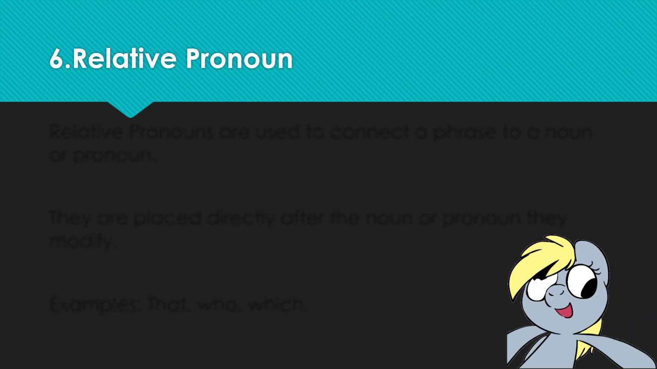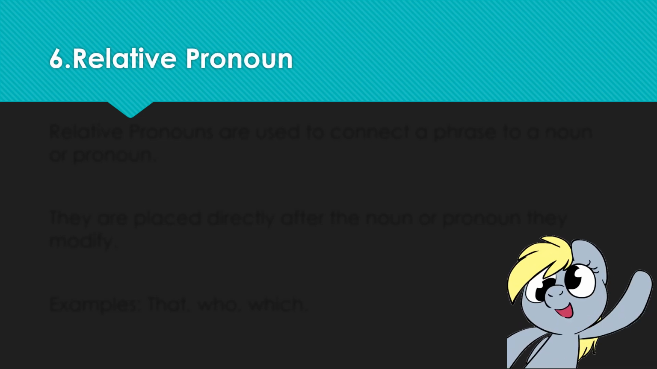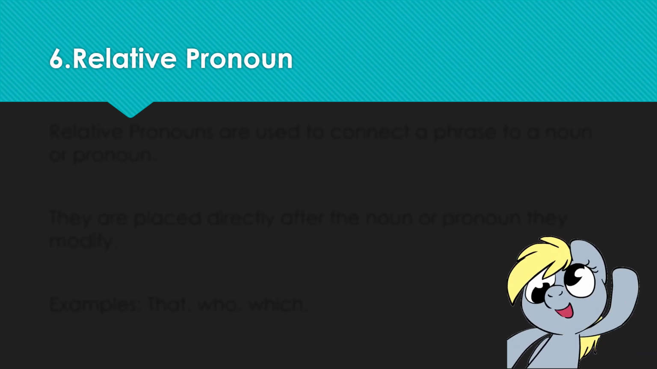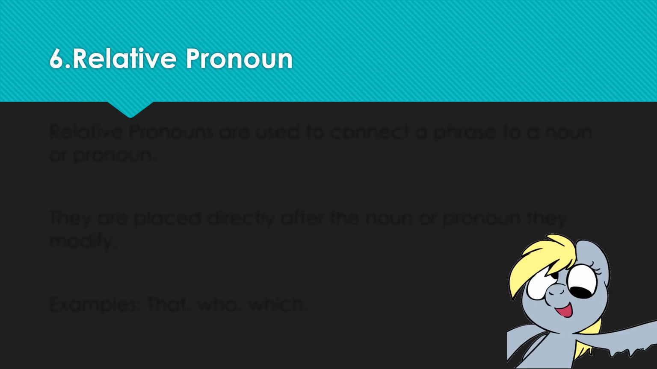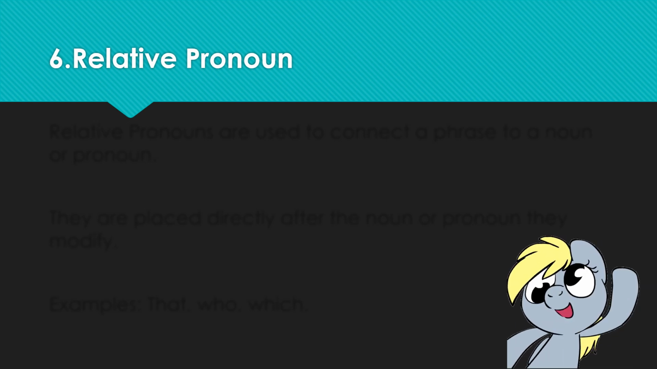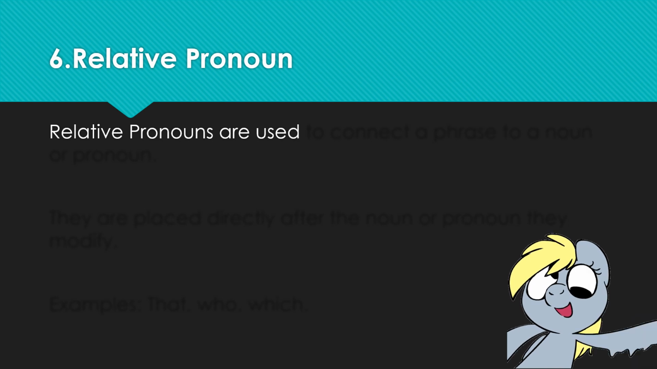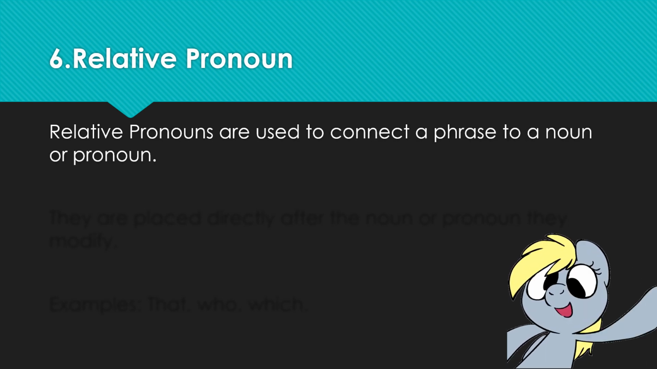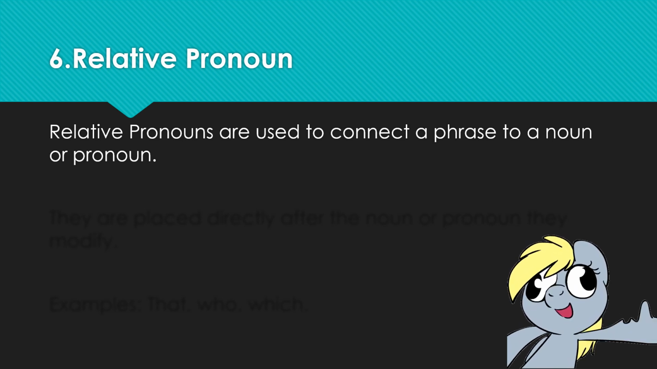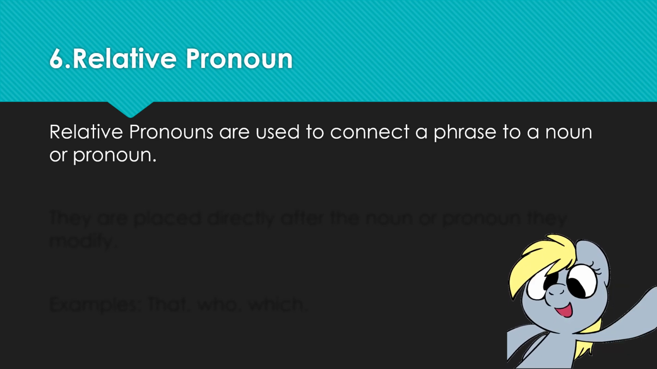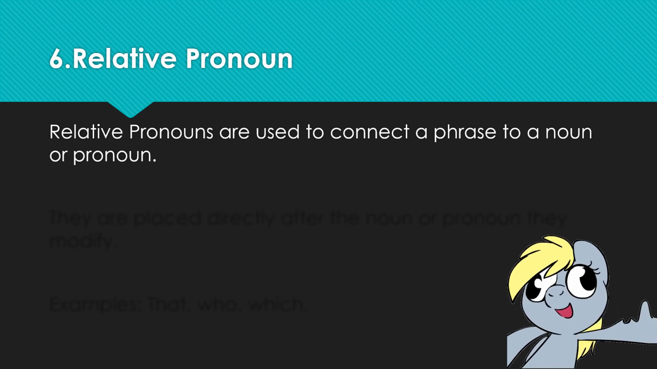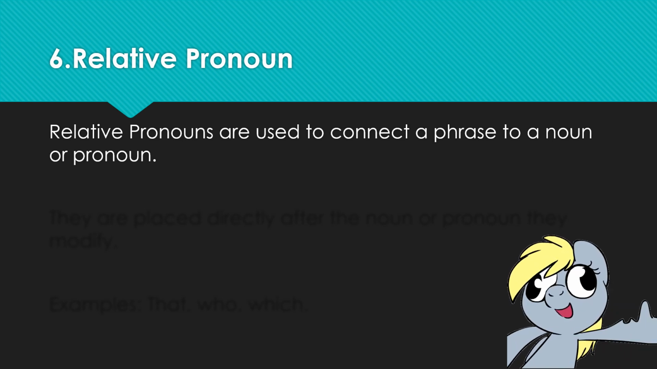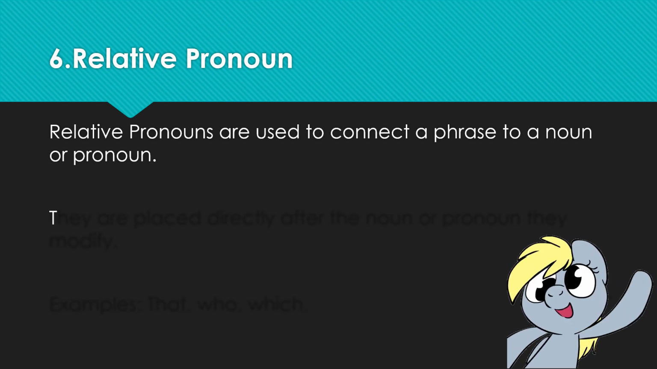Now comes relative pronouns. Relative pronouns relate something. Because the word is relative, the meaning is that they relate something in the sentence. So let us see what they relate. Relative pronouns are used to connect a phrase to a noun or pronoun. So in a sentence, relative pronouns are used because we want to show some connection between a phrase, a small sentence, and a noun or a pronoun in a sentence.